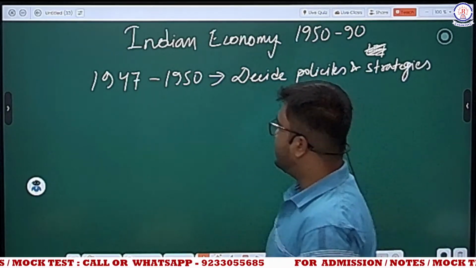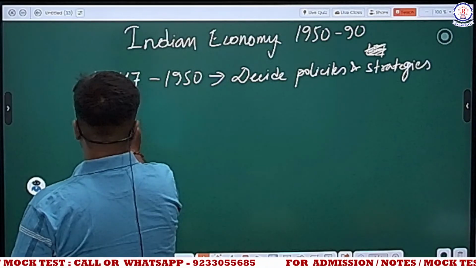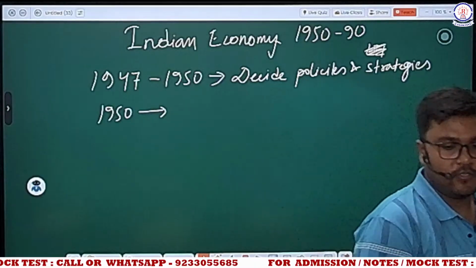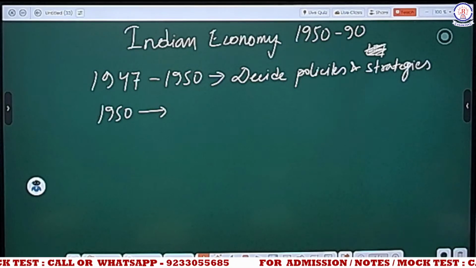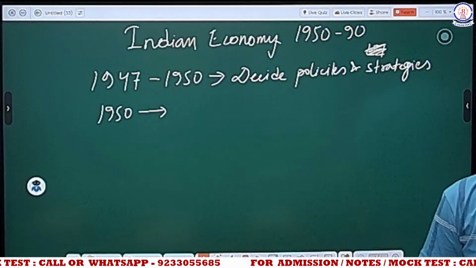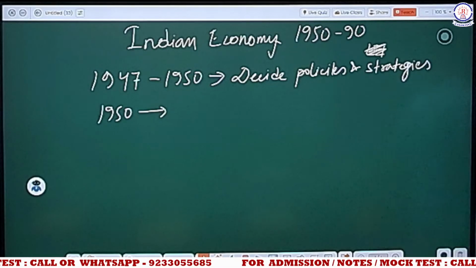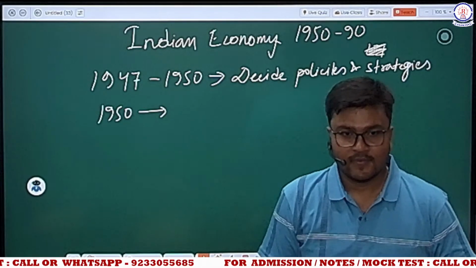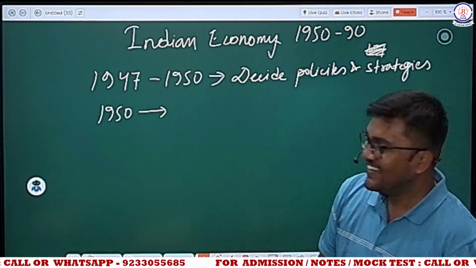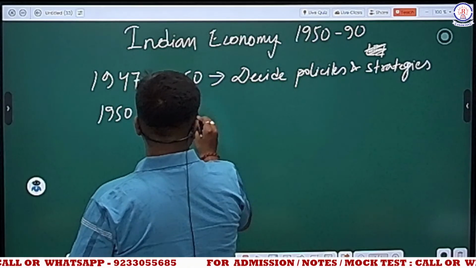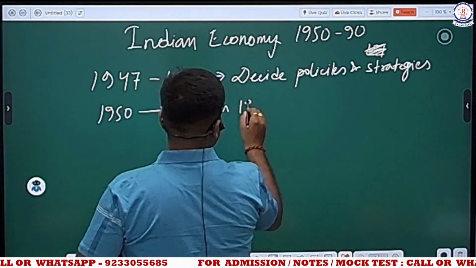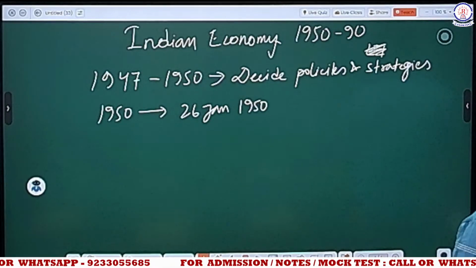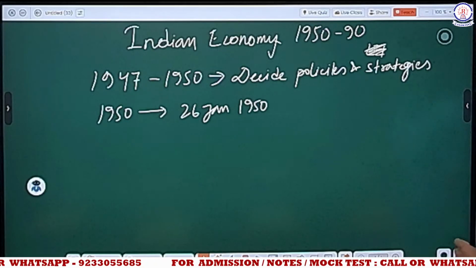And after 1950, the constitution was enacted. Especially on which day? 26 January, Republic Day. It was 26 January 1950 that the constitution came into force.